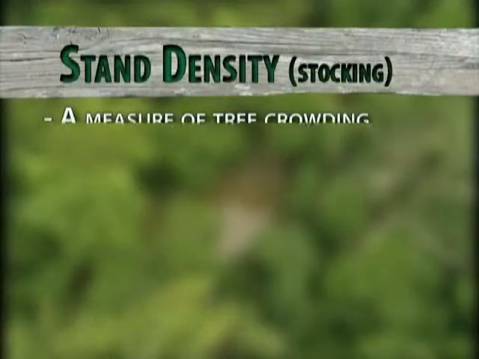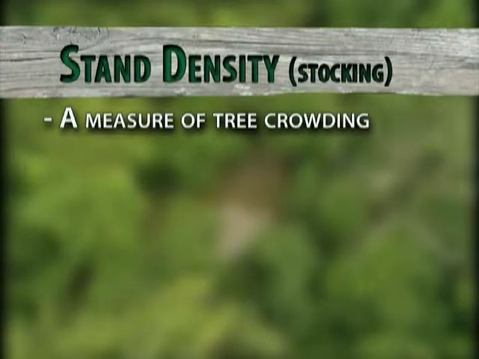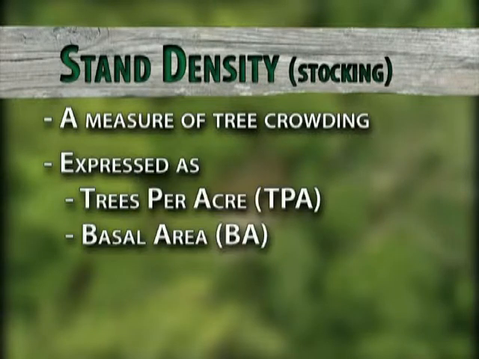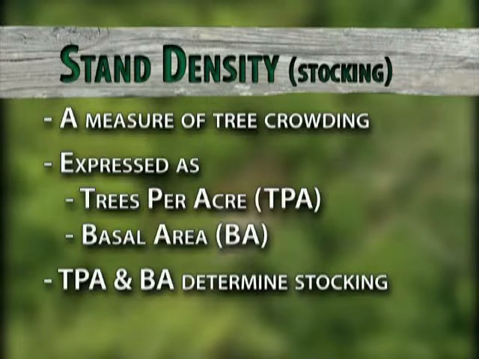Very dense stands grow slow, while low-density stands do not fully use the productive potential of the site. Stand density is a way of measuring crowding between trees and may be expressed as trees per acre or basal area. These two measurements can then be used to determine whether the stand is overstocked, which means too many trees, fully stocked, just the right number of trees, or understocked, which means too few trees.